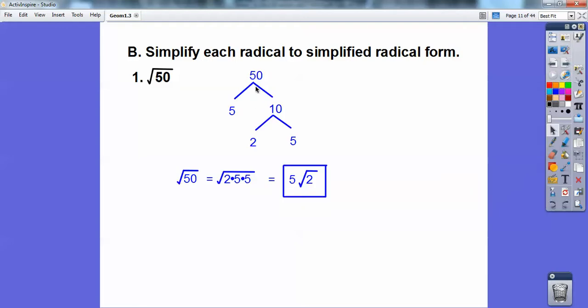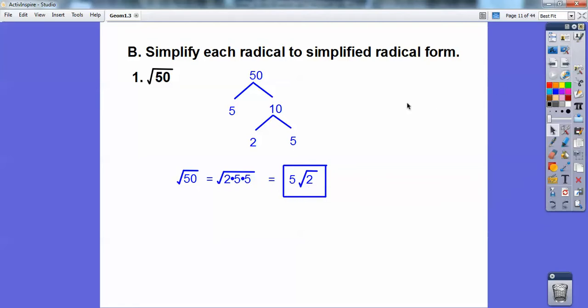Factor trees, 50 is 5 times 10, and then 10 breaks down to 2 times 5. So 50 is 5 times 2 times 5, or 2 times 5 times 5. And then you need 2 on the inside that brings 1 on the outside. So these two 5s here bring 1 5 on the outside. And 2 didn't have anything, so this becomes 5 root 2. So the square root of 50 is 5 root 2.